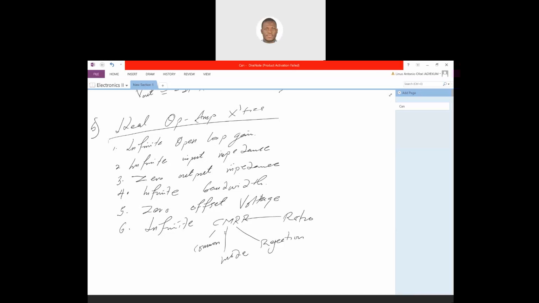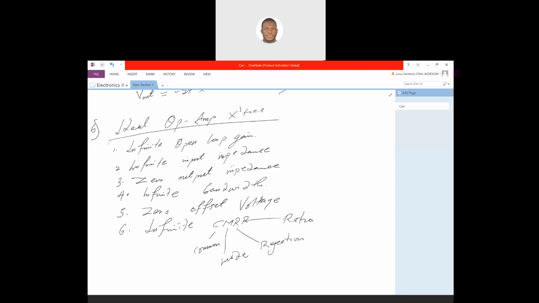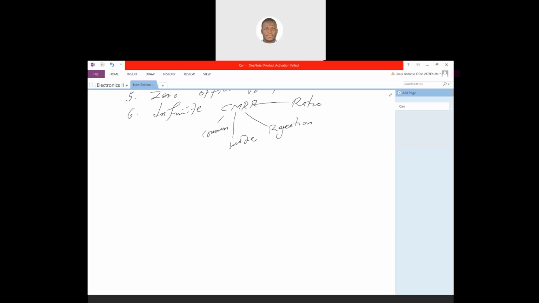Okay? So take note of that in case you are asked to state some characteristics of an ideal operational amplifier. You are expected to choose from this list. It is not in any order. You can decide to state number 6 first. You can decide to state number 3 first. Any of them, however you choose to arrange it. They are not in any order. Okay?